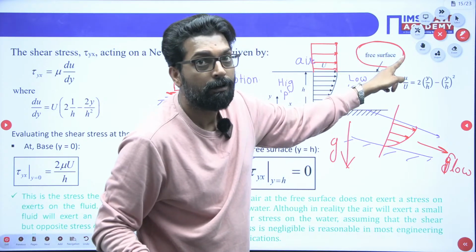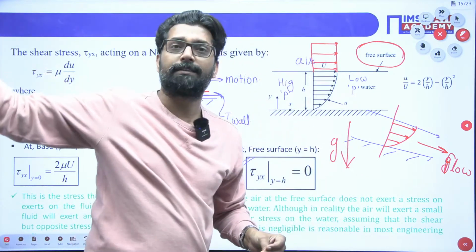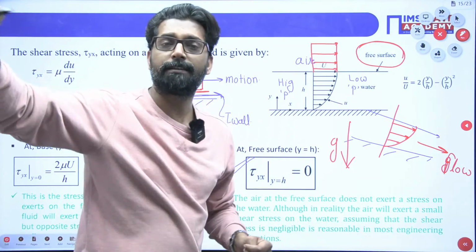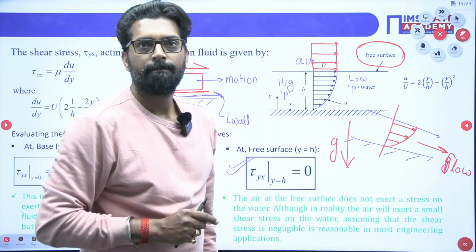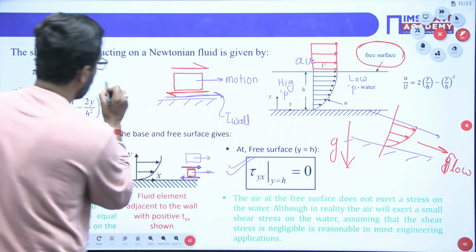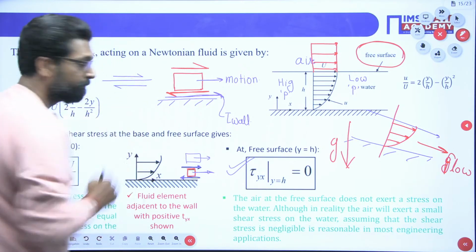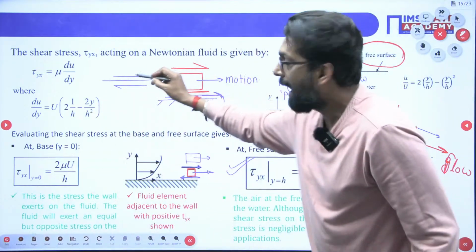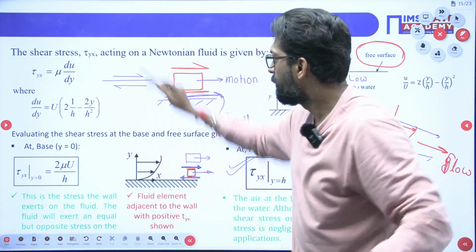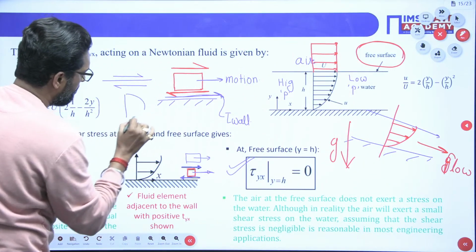Interface means, see, you take any interface. If there is an interface, what is the shear stress? This one and this one are the same. But if the shear stress is varying, let's suppose it is like that.